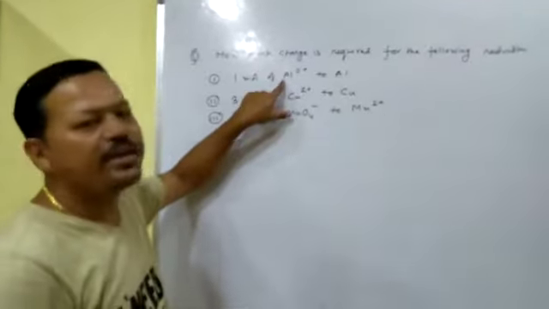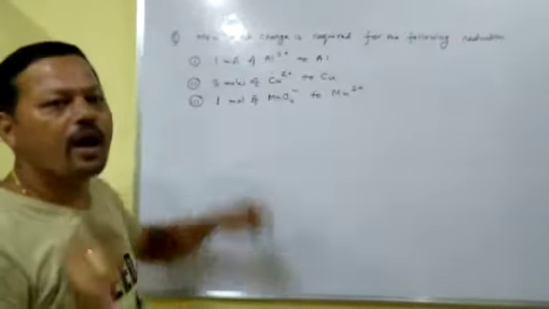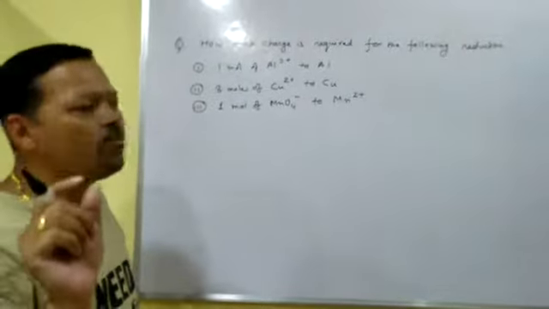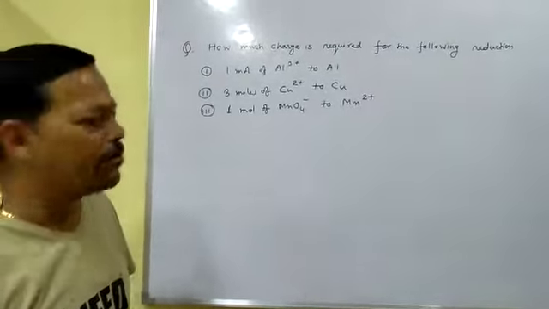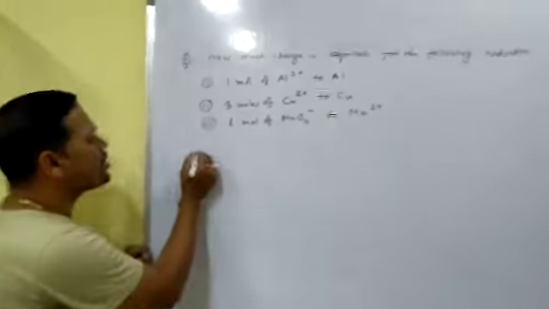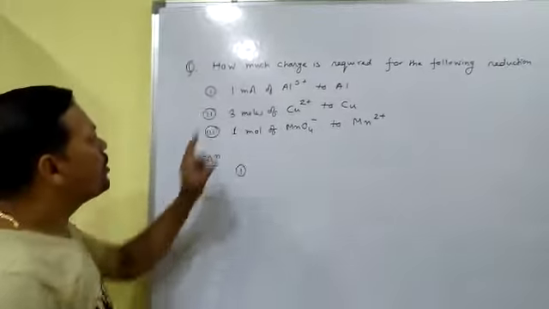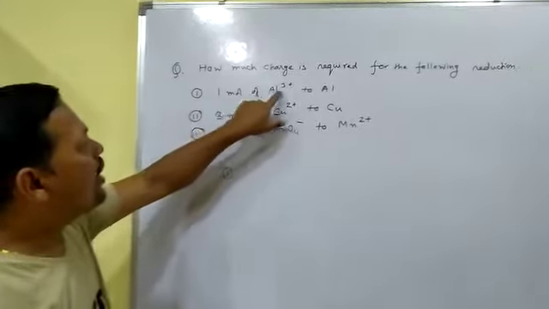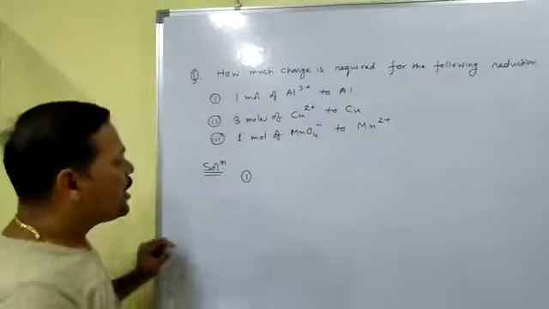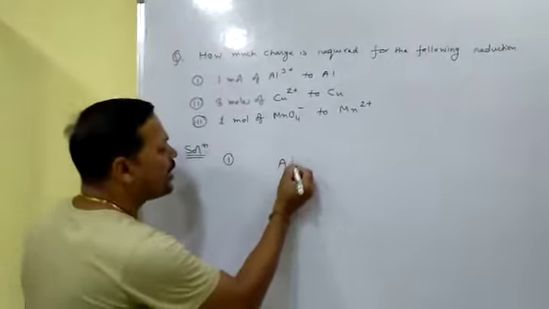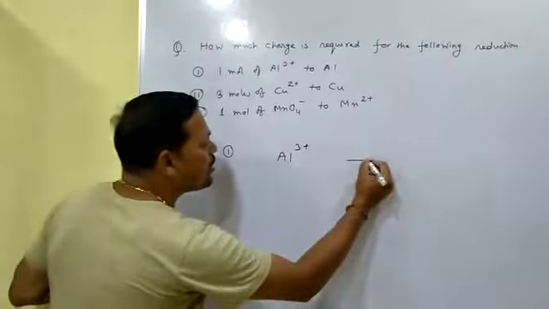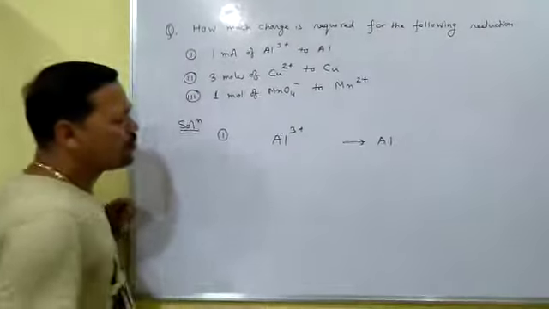Now this is one of the reductions. To do this reduction, you have to find out how much electricity, how much charge, is required. Now I will do it one by one. First I will do the first one. Number 1. Here the question is given: 1 mole of Al3+ to Al. The equation you can write like this: Al3+ is converted to Al.